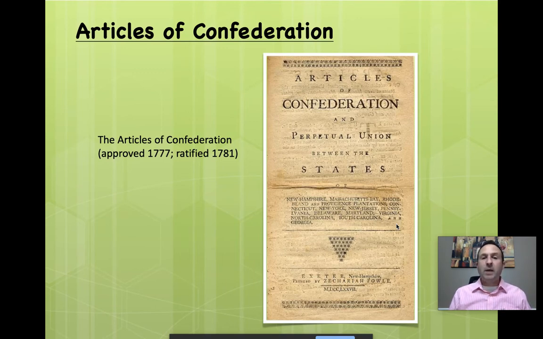And the last thing it can regulate is interstate disputes. In other words, it can be a mediator if, say, Virginia's got beef with South Carolina. It can regulate that. So it has these four areas it can regulate.